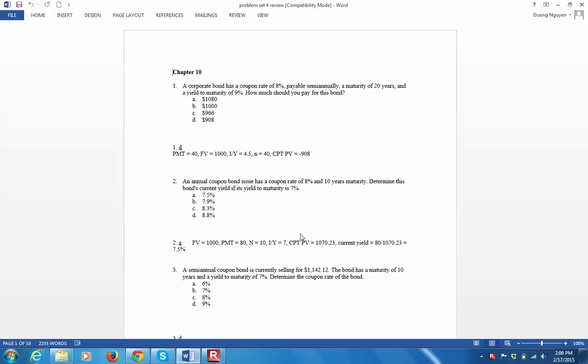Now in this chapter, it is very important that you have a financial calculator. Without a financial calculator, it is almost impossible to do the problems. So you need to get a financial calculator, and you need to know how to use it. You can use the BA II Plus, or you can use the graphing calculator. Whichever is better for you, you should use that.